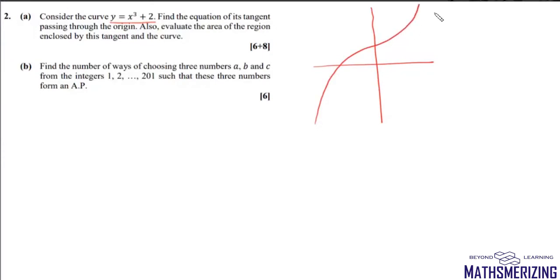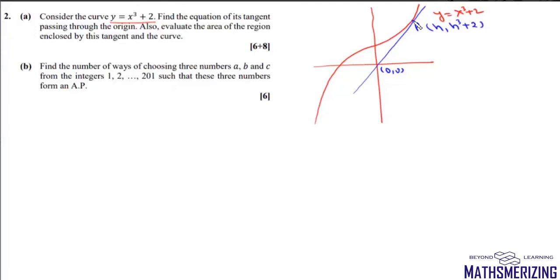So this is your curve, which is y equals x cube plus 2. Now it says find the equation of its tangent passing through origin. So there will be some tangent drawn at any point P which passes through origin. Now let this point be h comma h cube plus 2.